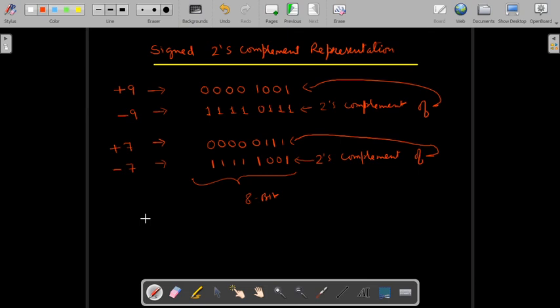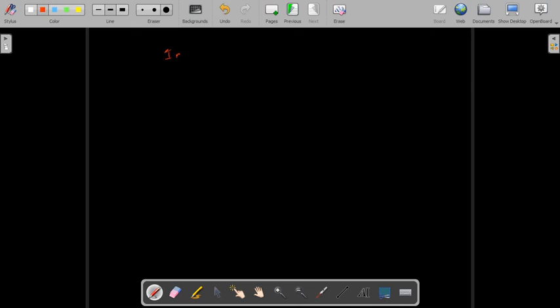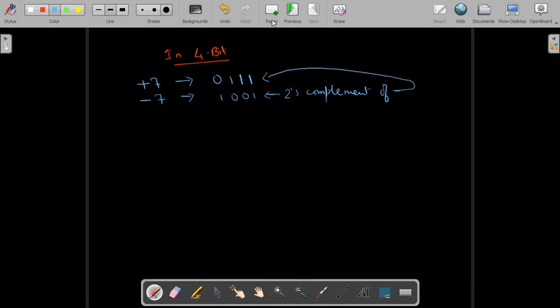If we want to represent the same plus 7 and minus 7 in 4-bit, then in 4-bit plus 7 has its notation like this, whereas minus 7 will be 1001, and this is the 2's complement of this number. Okay, take a review here.